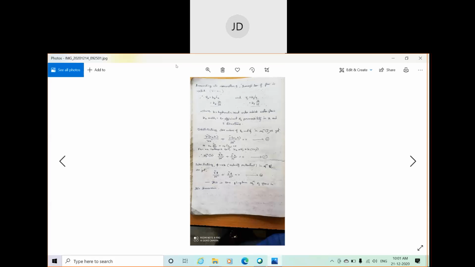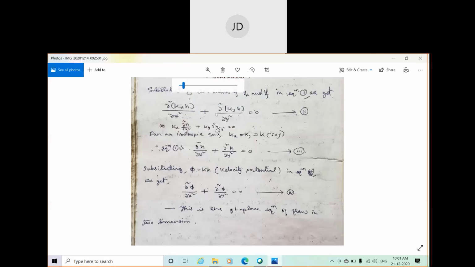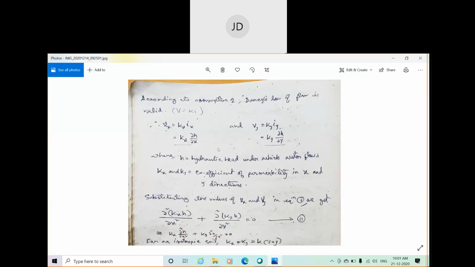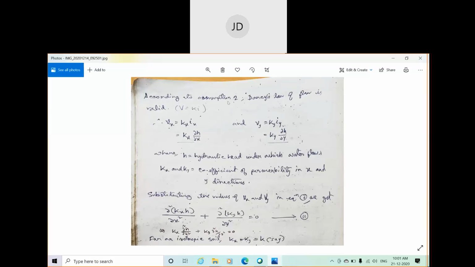After getting the continuity equation, let's consider assumption number 2 of the Laplace equation. As per assumption number 2, Darcy's law of flow is valid, that is V is equal to Ki is valid. Now considering this general equation, you can define the velocity component in x direction, Vx, as Kx into Ix, and the velocity component in y direction, Vy, is equal to Ky into Iy. So this is as per Darcy's law. Kx and Ky are the coefficients of permeability in x and y direction.